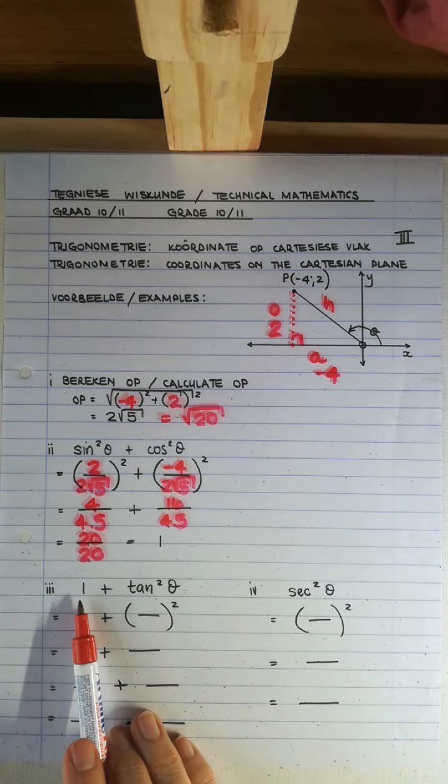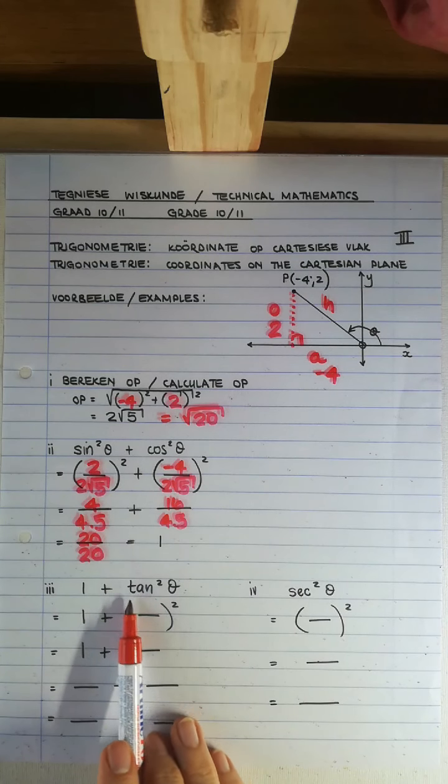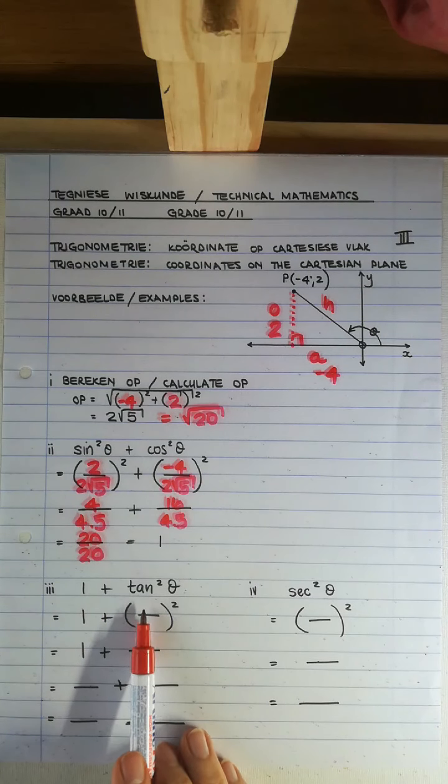The third question, 1 plus tan squared theta. In the place of the tan expression, we will write down the sides in the form of a fraction. Tan is defined as opposite over adjacent. We will write 2 over -4. We will use a round bracket to square. In the next step, we will write down the square of both terms. It's 4 over +16. A minus times a minus is positive.